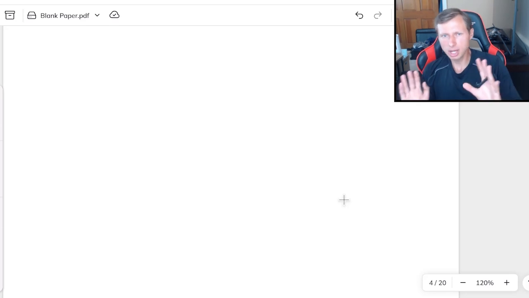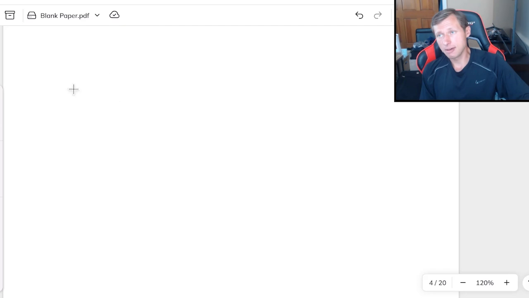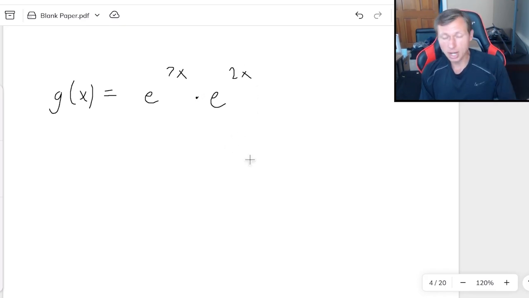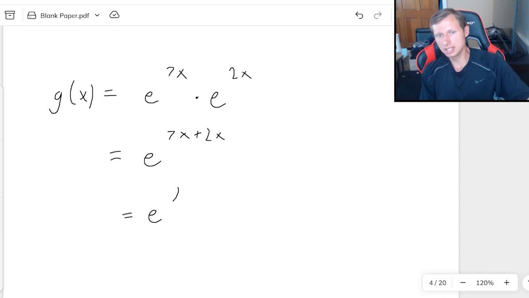And so now there's just a couple more cases I do want to mention. Like for instance, what if I have something like g of x equals e to the 7x times e to the 2x? One thing you could do is a product rule because it's two functions multiplied by each other. But I would recommend doing this instead. Properties of exponents say as long as the base is the same, then you can add the exponents. So in other words, this is e to the 7x plus 2x, which is really e to the 9x.